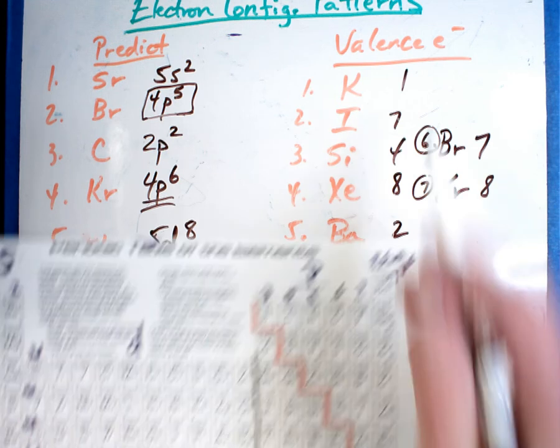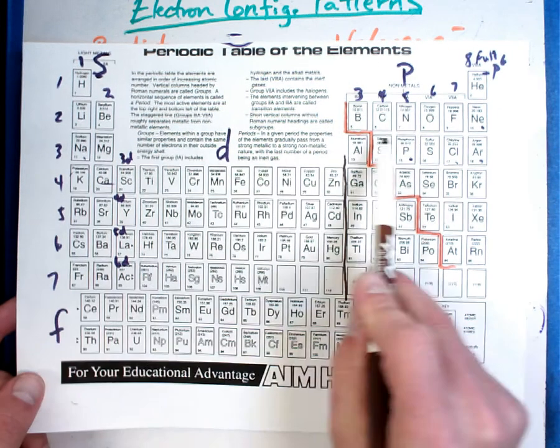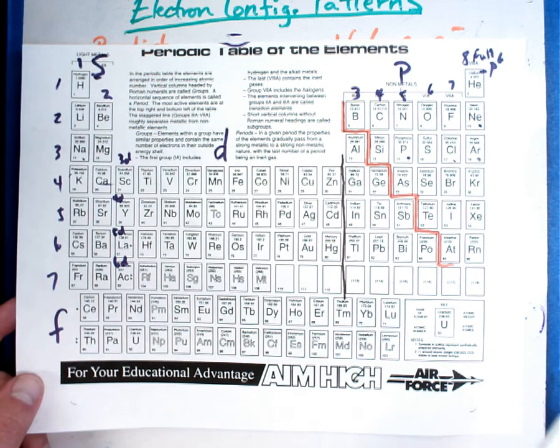Okay, and valence electrons match up by the column, and then if you look at electron configurations, you can guess what they are by their street address.